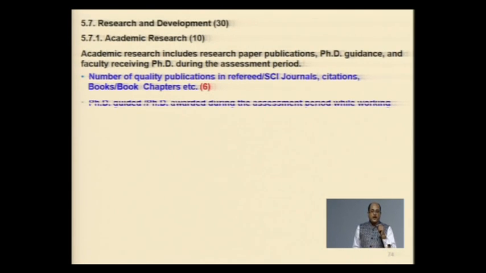Then the research and development, as I said, research and development in the new SAR is not faculty assessment, it is the program assessment. So you will see the points here, academic research.